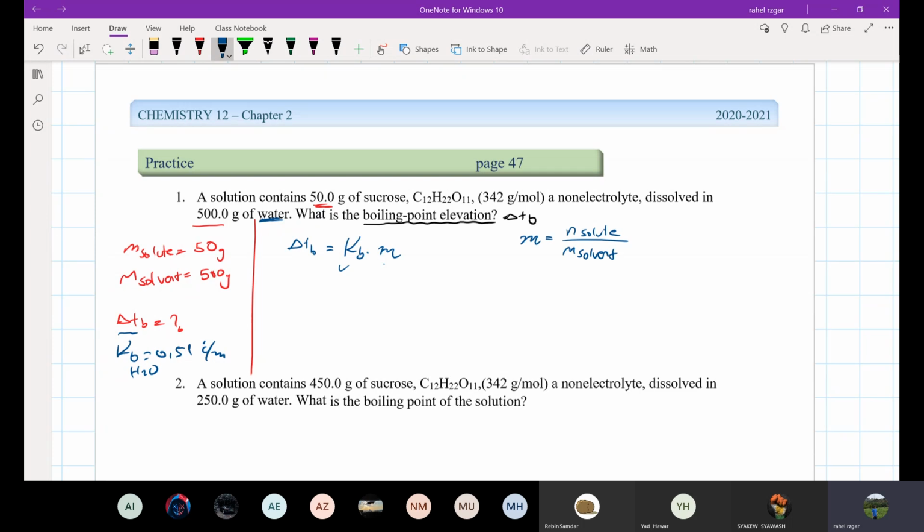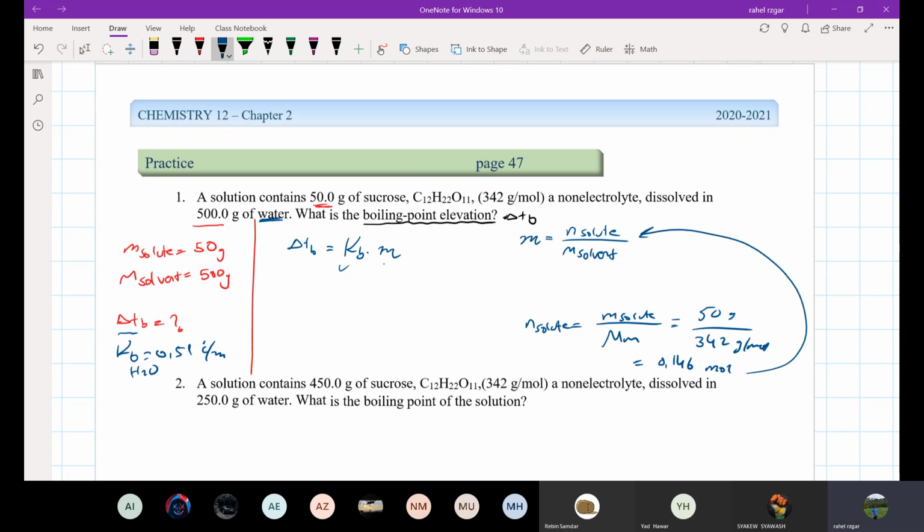We don't have mole of solute. So mole of solute, see, I am solving mole of solute first, mass of solute over molar mass. What is mass of solute? 50 grams. 50 grams over, what was the molar mass? 342 grams per mole. So 50 divided by 342, it's 0.146 mole.